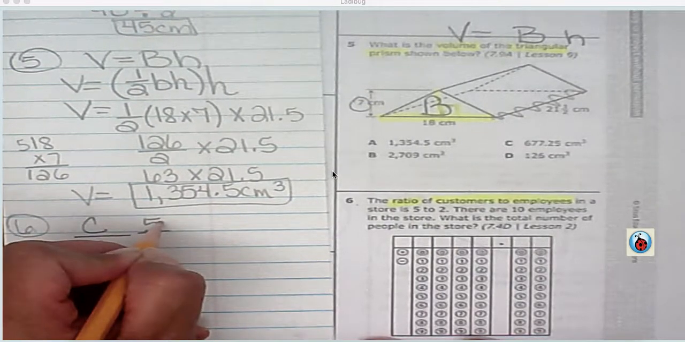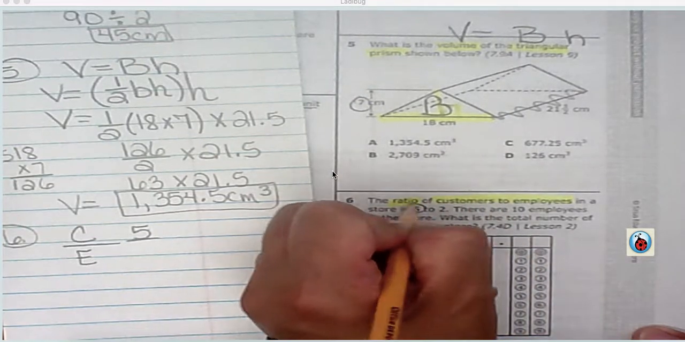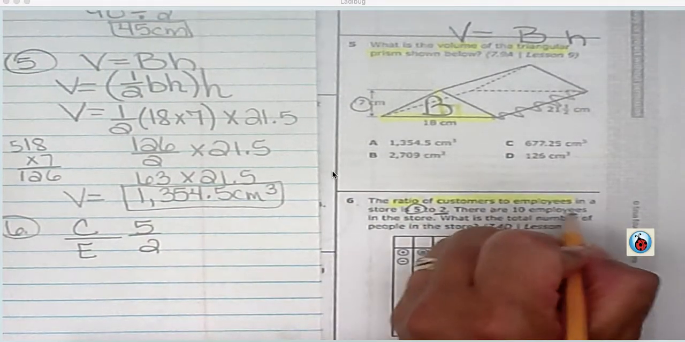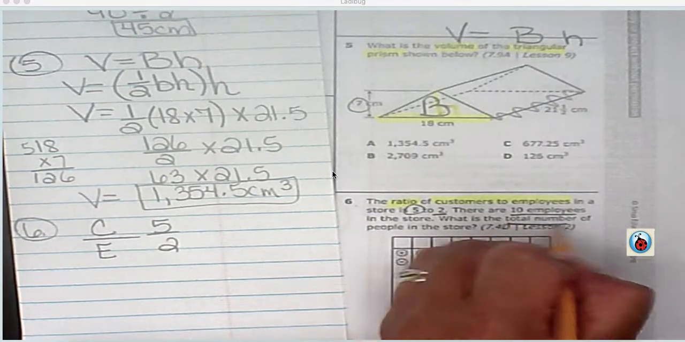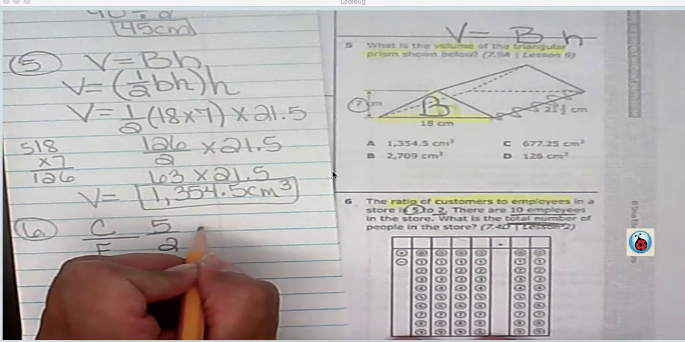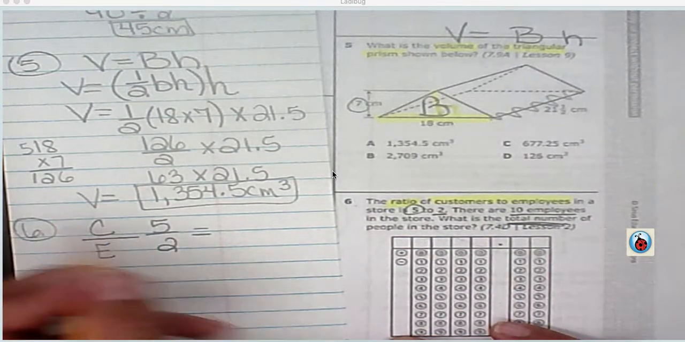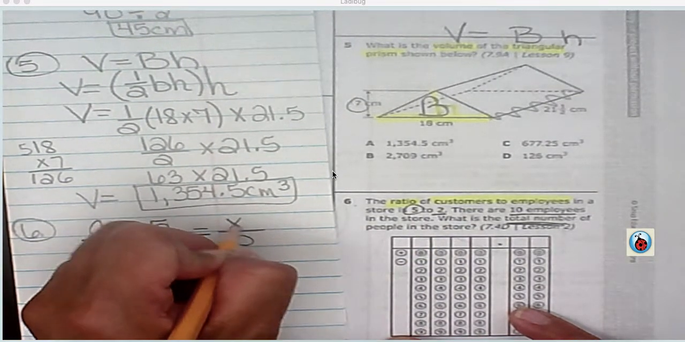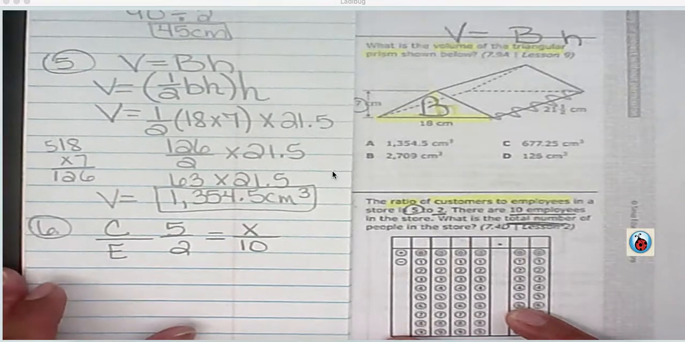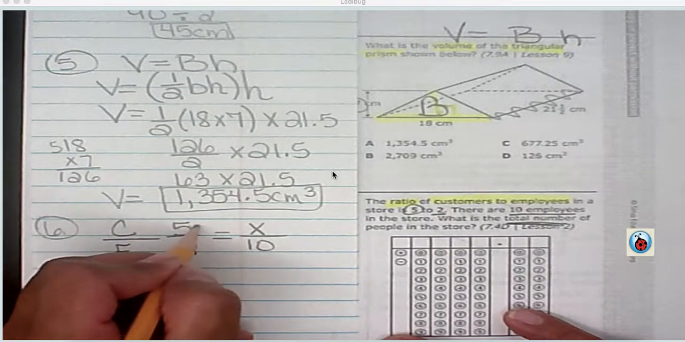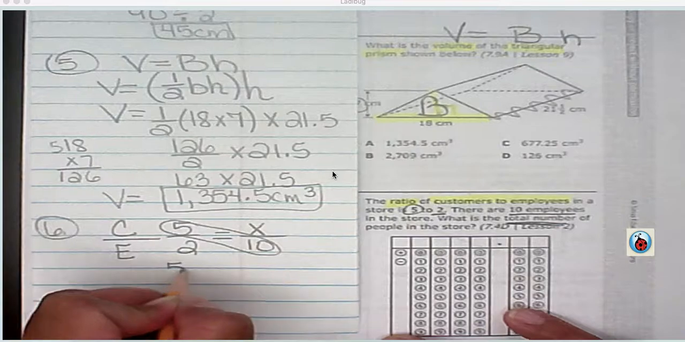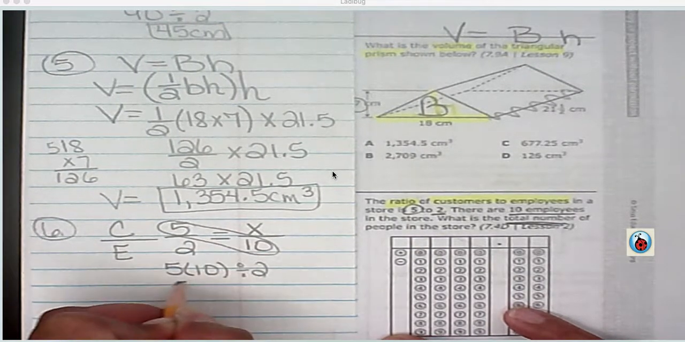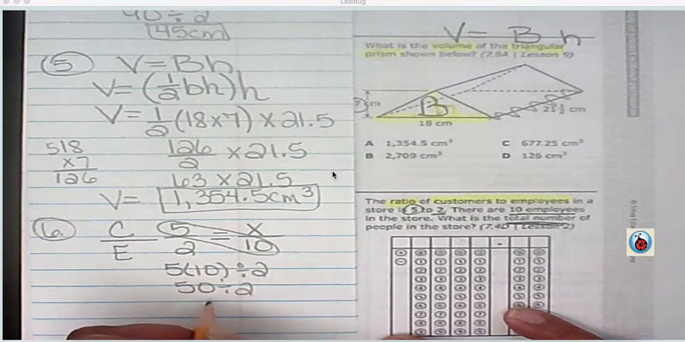So the 5 represents customers because that came first, and then 2 is the employees. There are 10 employees in the store. What's the total number of people in the store? So more than likely you would set up your proportion like this, and then you put the 10 employees down here at the bottom to find the number of customers when there's 10 employees, which is fine. We can go ahead and solve it this way. 5 times 10 is 50, and we're going to go ahead and divide that by 2. So 50 divided by 2 is 25.